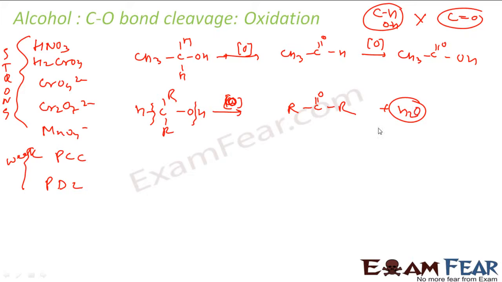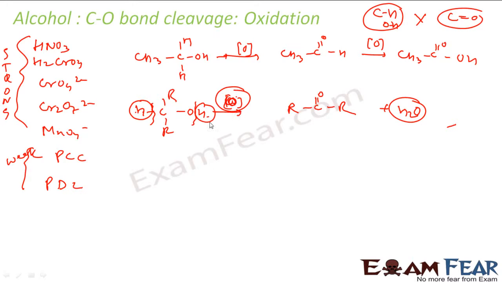Actually, if you see, the reaction is like this: H2O, these two hydrogens and this oxygen combine. Three things combine to form water. But at the end of the day, from this reactant, I'm removing two hydrogens. It's also called dehydrogenation reaction.